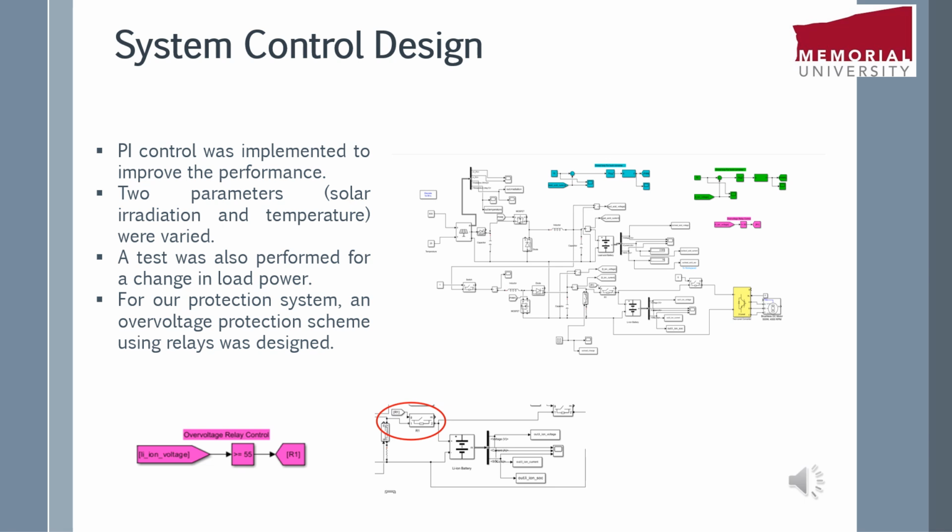And then we made sure that our PI controller was able to respond quickly to ensure that the battery charging voltage and currents are not affected by these parameters. Also, we made sure an overvoltage protection relay was used in this simulation for our protection system. Furthermore, we decided to test for a load change, that is whenever there's a power change at the output of the charger. And the results will be presented in the following slides.